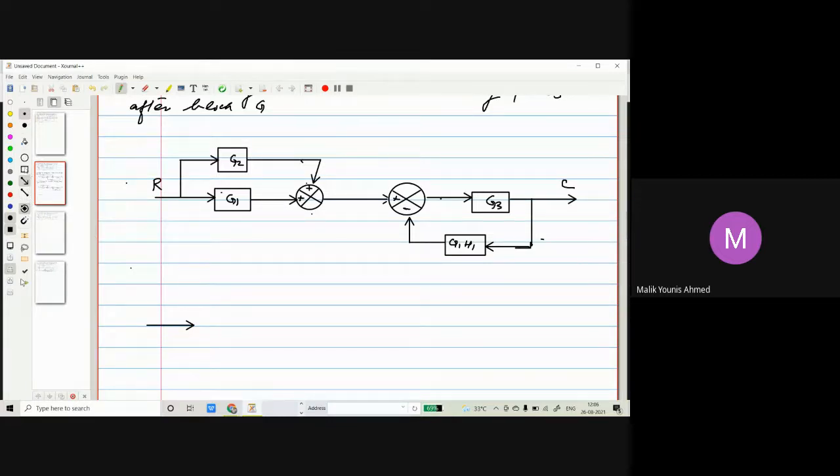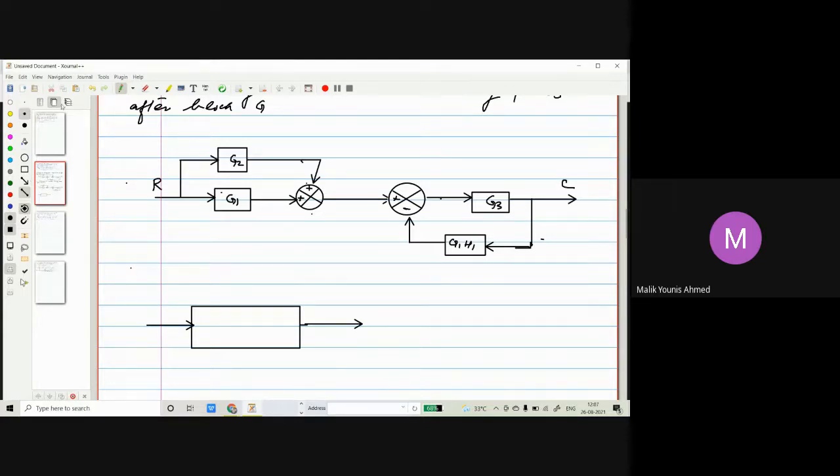And then you can have a block. Eliminate the forward loop. Okay. And then there is another signal. That signal will get eliminated. Now only this summer will remain.